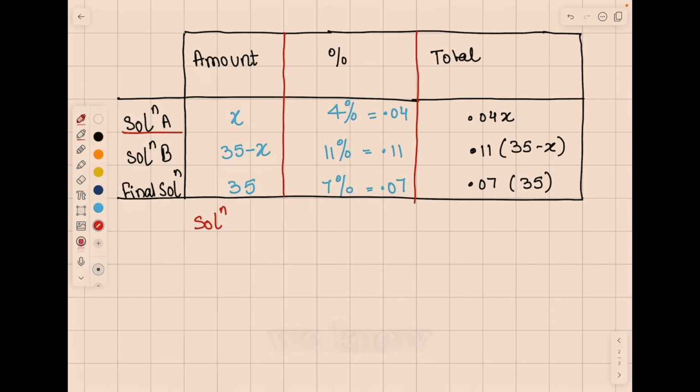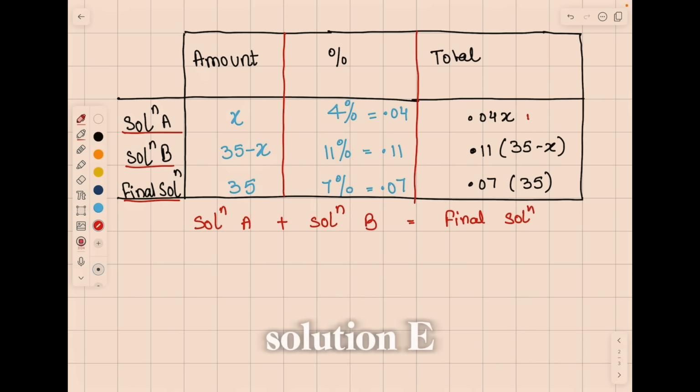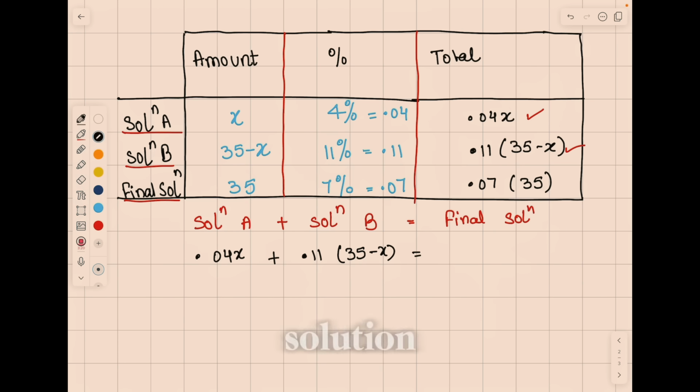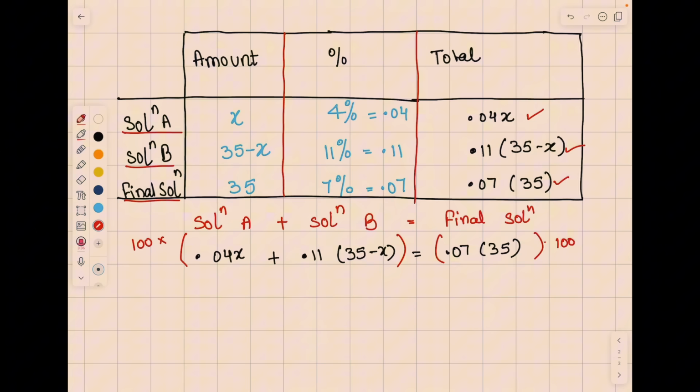Now let's create an equation. We know that if we mix these two solutions, A and B, we get a final solution. Solution A is 0.04x. Solution B is 0.11 times 35 minus x. And this mixes to give us a final solution, which is 0.07 times 35. Now you can solve this equation just like that, but I like to multiply by 100 to make it a little bit simpler.